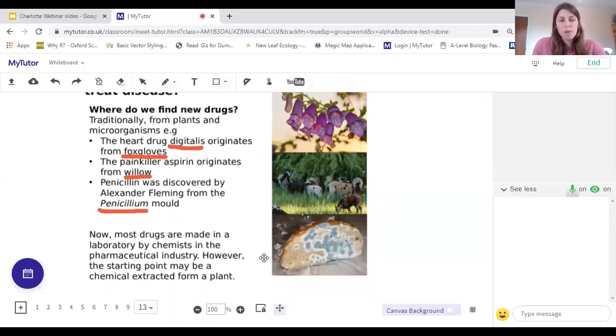Most drugs are made in a laboratory by chemists in the pharmaceutical industry. That's the name of the industry that produces drugs. However, the starting point may be a chemical extracted from a plant or a microorganism. So the origins of the drugs are usually in a plant or a microorganism, but then the drug itself has been developed from whatever was in the organism and then made safe to use.